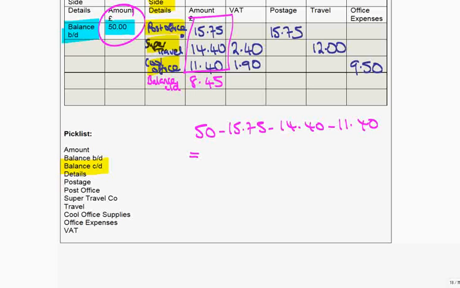The total on the debit side is 50, so I've just added up that there. If we add this column here, this should also now come to 50, and then we just need to add these columns here. So 4.30, 15.75, 12 and 9.50.